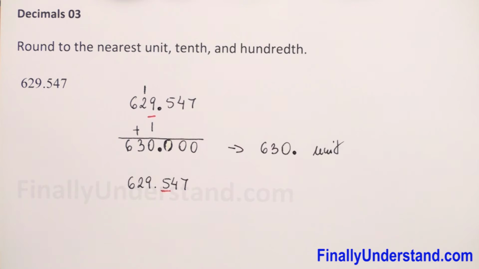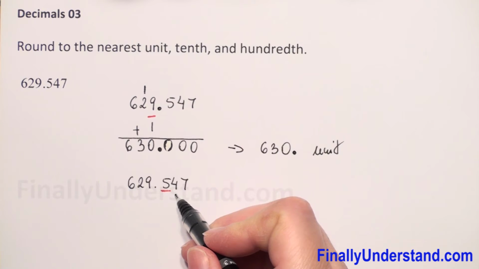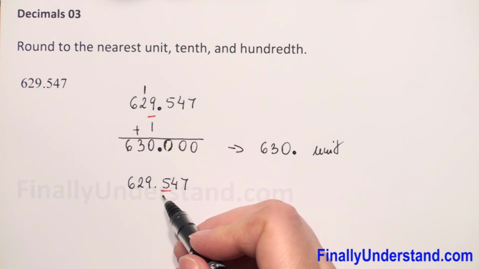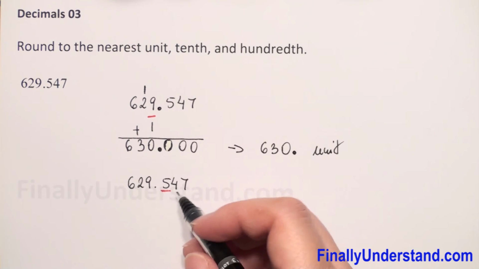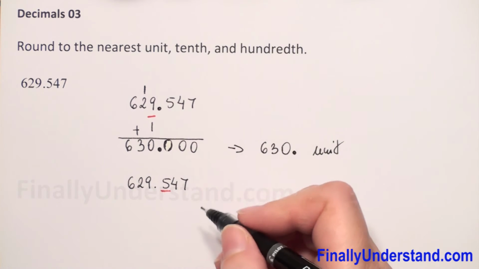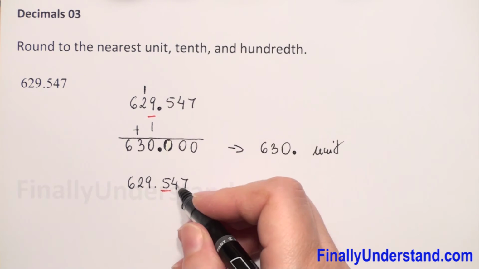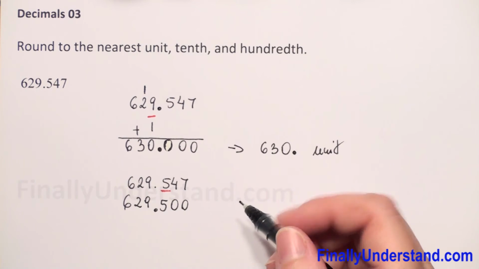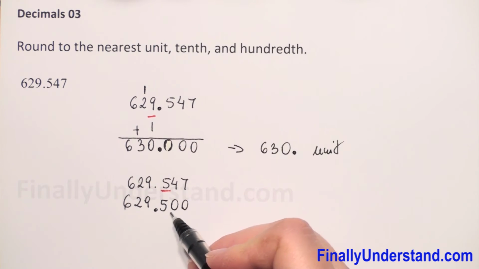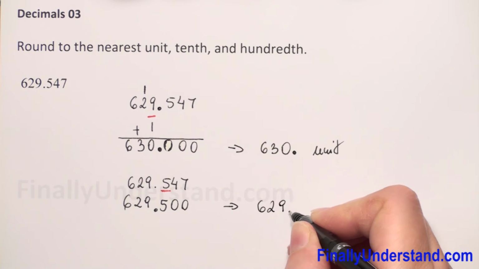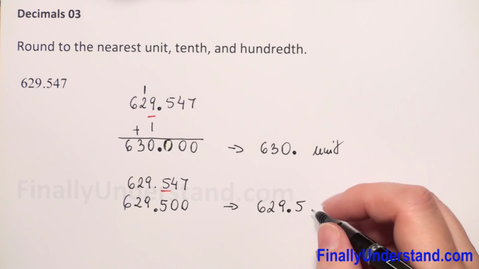Next, we have to check what we have after this underlined digit. It's 4. When we have less than 5 after our underlined digit, it means that we have to leave this underlined digit the same. We don't have to do anything, and every digit after this underlined digit will now be 0. So 7 will be 0, 4 will be 0, 5 we copy, decimal point, 9, 2 and 6. Zeros after 5 we don't have to write because this is not necessary. Our number will be 629.5. This is rounding to the nearest tenth.